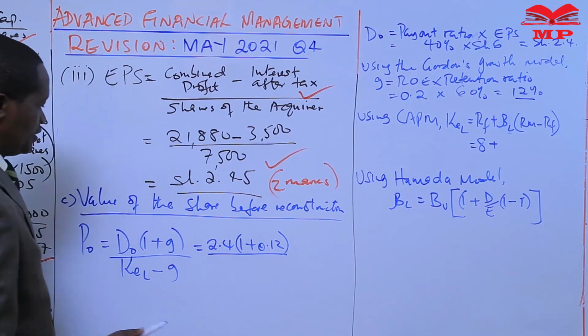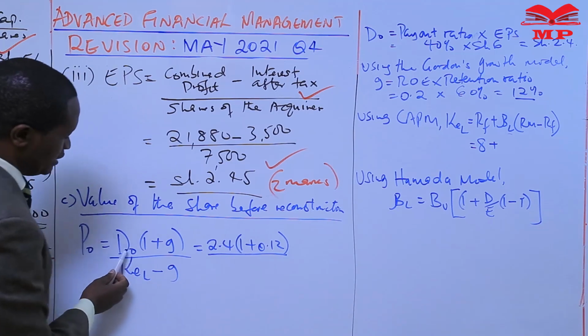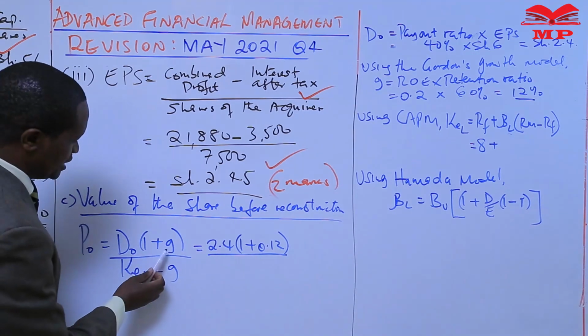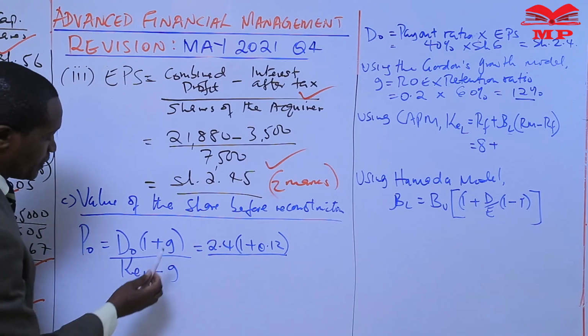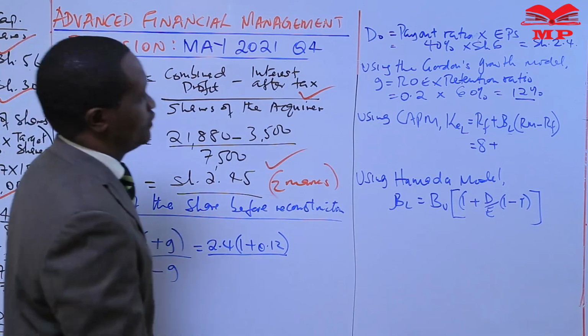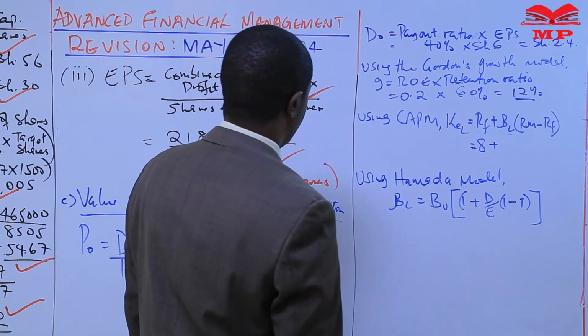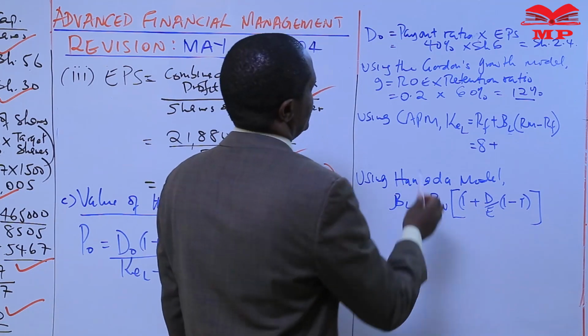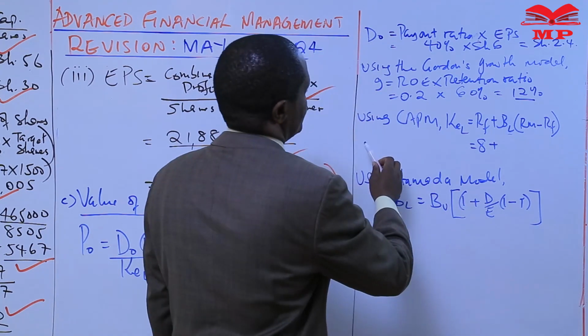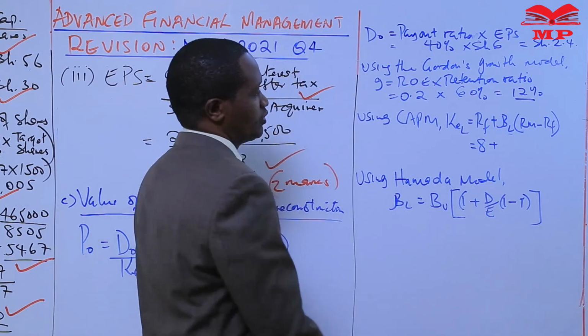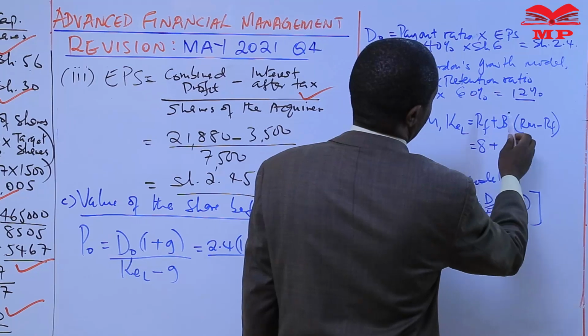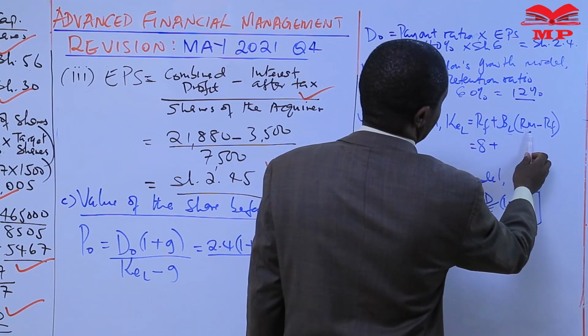So we are working out these variables one by one. So far, we've determined the dividend per share. We've calculated the growth rate. We are now working out the cost of equity of a levered firm. Candidates, we've seen that using the CAPM, the cost of equity of a levered firm is equal to the risk-free rate plus beta of a levered firm times the premium.